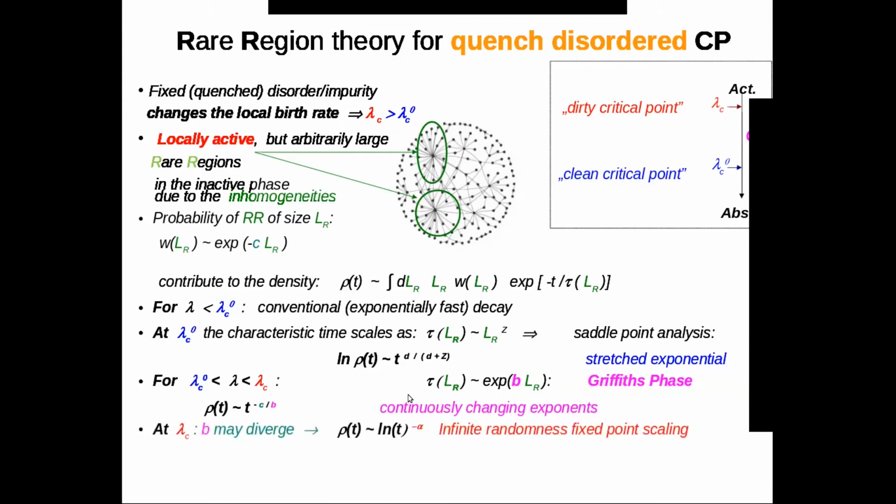And at the dirty critical point, which is the true critical point of these heterogeneous systems, you find that even B diverges, and it causes logarithmic time dependence, ln t to the minus alpha, of rho. This can be described by the so-called infinite randomness fixed point according to renormalization arguments. So the point to remember is that in the Griffiths phase you find dynamical criticality, and furthermore, all over the region, the susceptibility diverges.